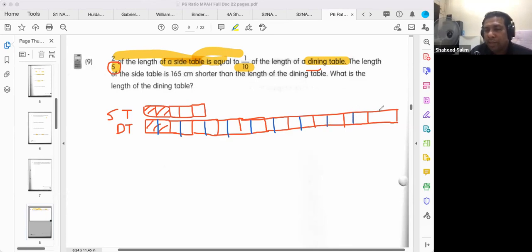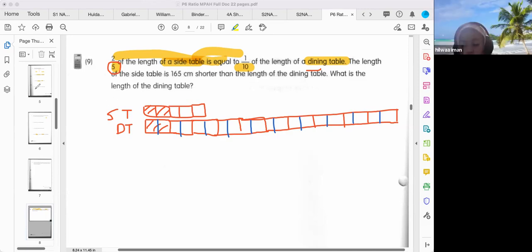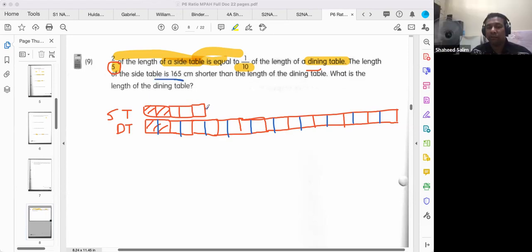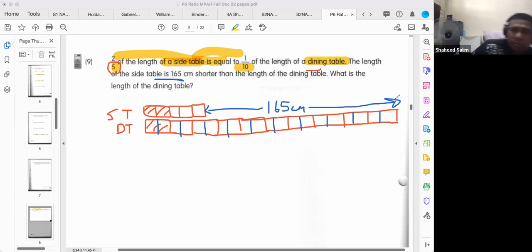So the challenge is actually to come up with this model. So you try. They say the side table is shorter, 165 cm. Shorter is from here to here. 165. This is your clue. That's why if you know how to draw the model, you can solve this question. Are you confused? No, you try to solve it. 165 is equal to how many parts? That is the question.